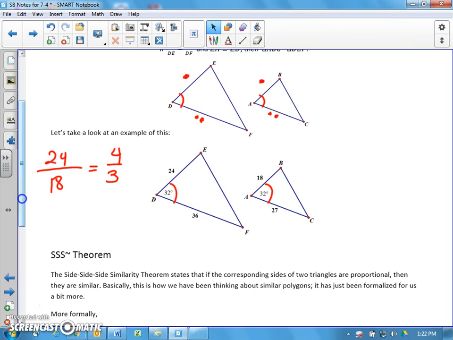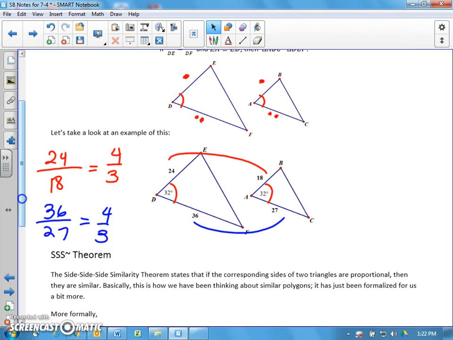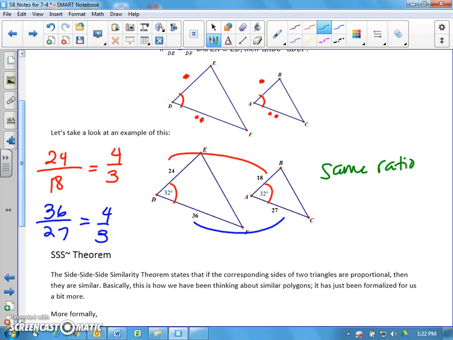Now let's test the other sides, because we've tested this side. We still have to test this side and make sure it's the same ratio. 36 to 27, when I reduce this, I also get 4 over 3. Since my ratios are the same, I know that my sides are proportional. Therefore, I can say that triangle DEF is similar to triangle ABC, and my reason would be SAS similarity.